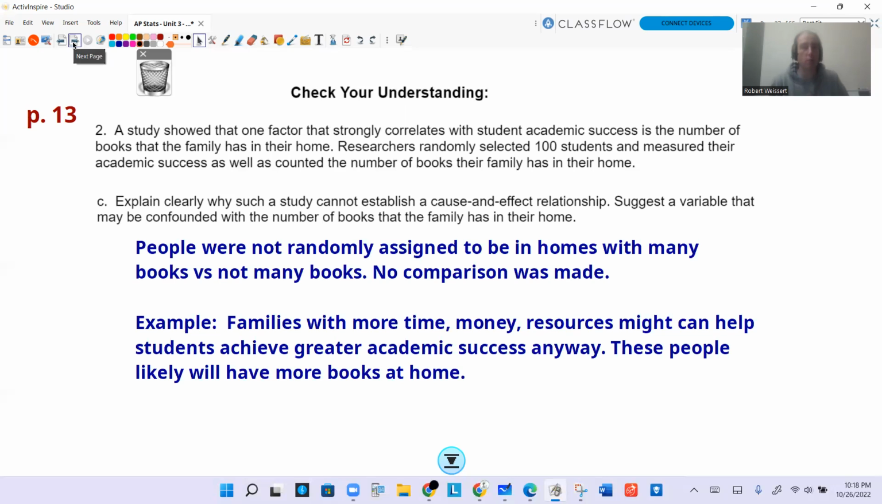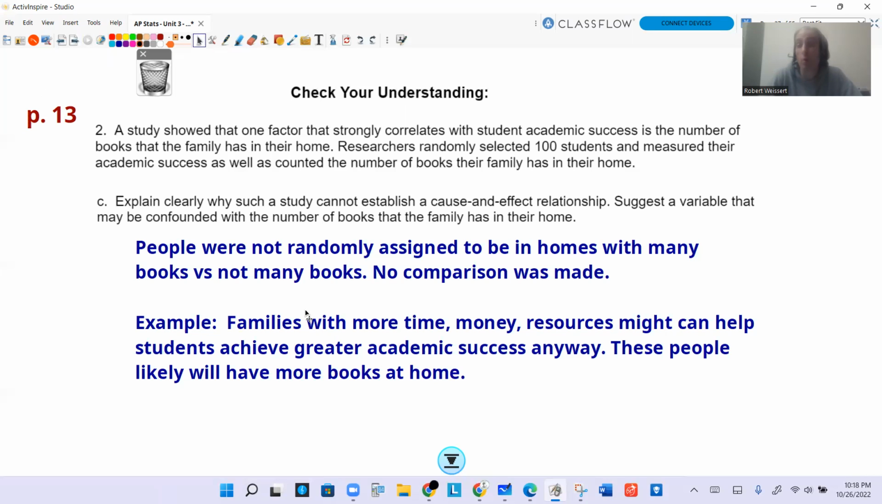So you don't have to say much more than that when you're trying to answer something like, why can't there be cause and effect? People were not randomly assigned to be in homes with many books versus not many books. No comparison was made. For example, and here's an example I come up with, families with more time, money, resources can help students achieve greater academic success anyway.